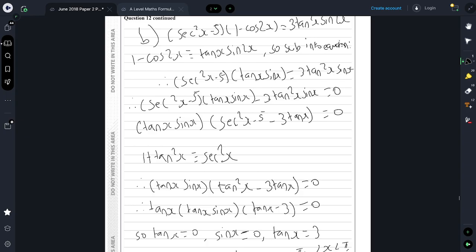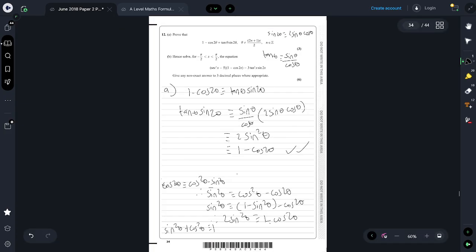Okay, let's substitute this in. Now this is going to be different. So you can have tan squared x minus 3 tan x, and then you're going to have 1 minus 5, which is minus 4. Okay, so that makes it a bit more complicated. Oh god.